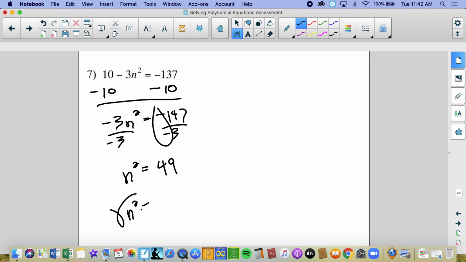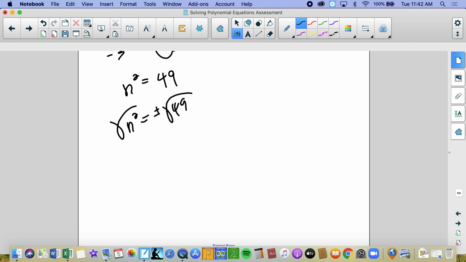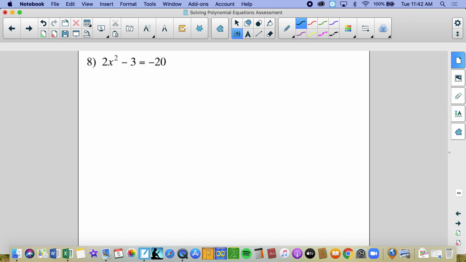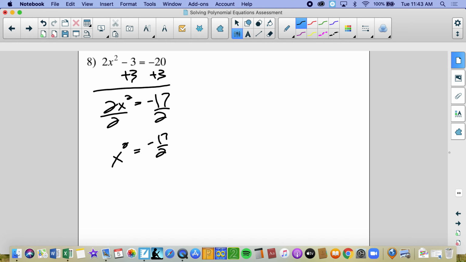Now we're going to take the square root of both sides. N equals plus or minus 7. And those are my solutions. We have a single variable being squared, so of course, logically, we're going to use the square root. We're going to add 3. 2x squared equals negative 17 divided by 2. X squared equals negative 17 over 2. We're going to take the square root of both sides.